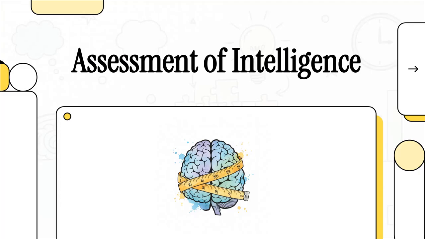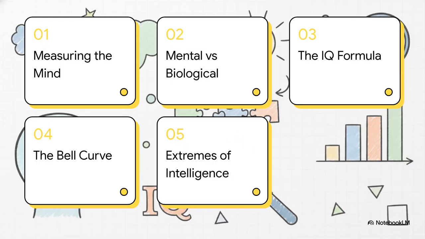Welcome to This Explainer. Today, we're diving deep into the assessment of intelligence, specifically deconstructing the history, the math, and the true meaning of the intelligence quotient, or as we all know it, IQ. We're going to look at exactly where this concept came from, how it's calculated, and what it actually tells us about human capability. Here's our roadmap for today.